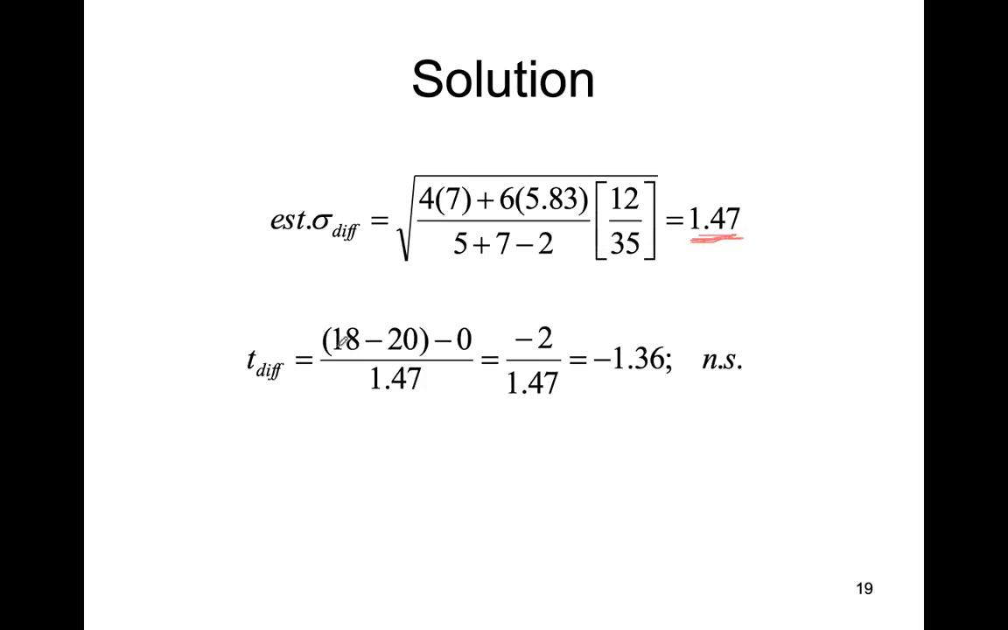And from this 147, I found minus 136, okay? Is this significant or non-significant? How do I determine that? Is this a significant evidence or non-significant evidence?